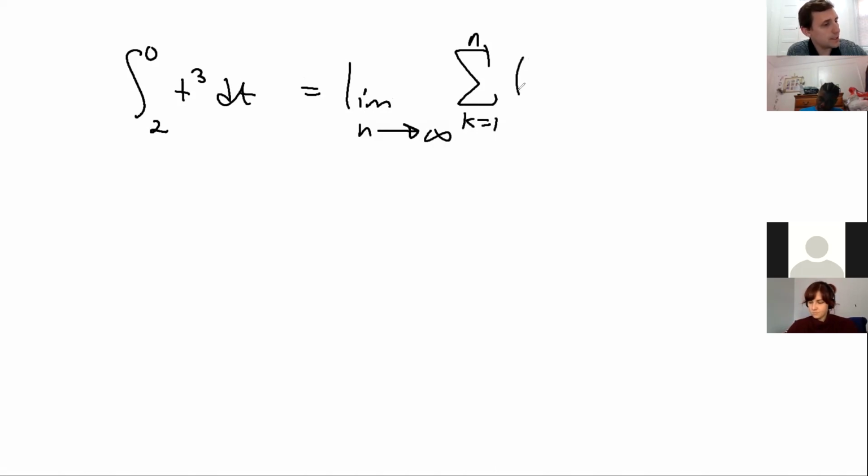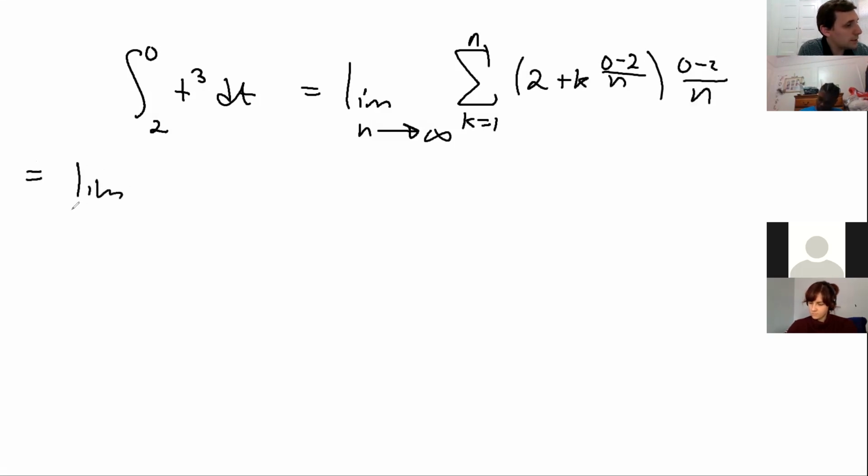Then what do I place here? I have 2 plus k times 0 minus 2 divided by n. You see what I do? I begin with this point plus k times this minus that over n. And what do I get? I get the limit as n goes to infinity of this, cubed, sum k equals 1 to n.